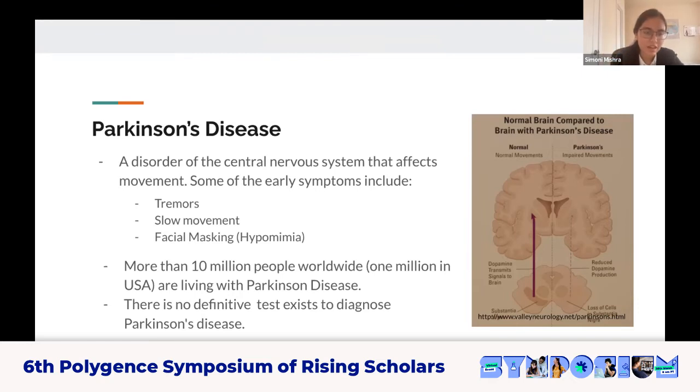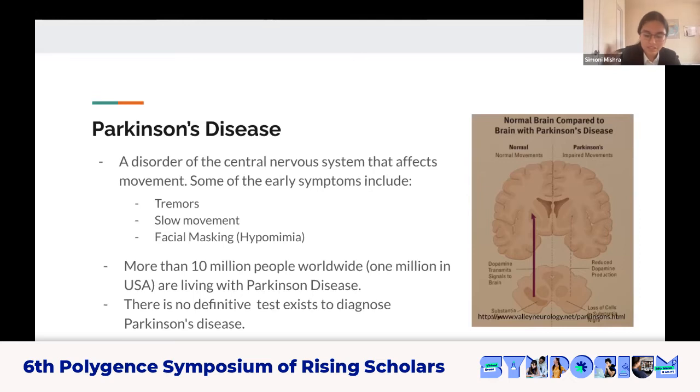Broadening out again, more than 10 million people worldwide and 1 million people in the United States live with Parkinson's disease, although there's no definitive test that exists to diagnose the disease. This means that if a patient comes to their physician with a number of symptoms, the physician is likely to extrapolate from their medical history, signs and symptoms, etc., to decree that they have Parkinson's disease.